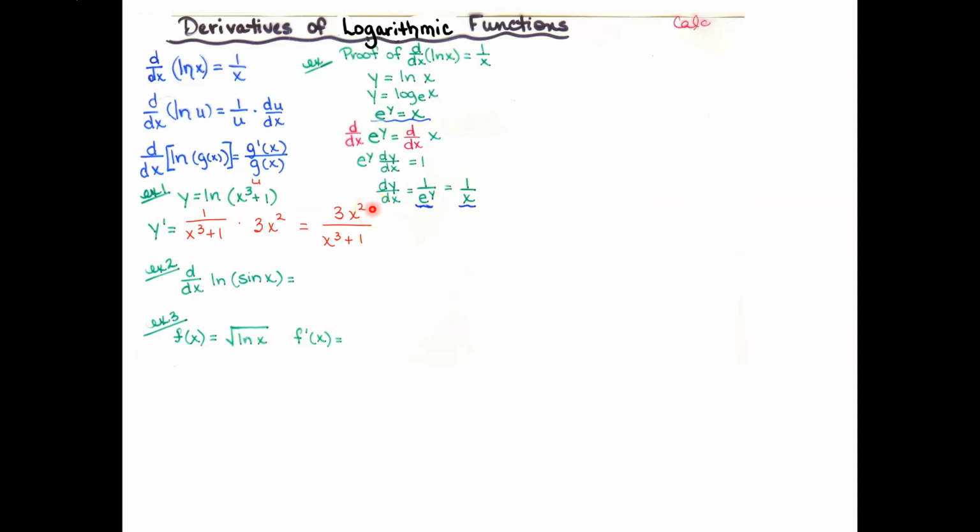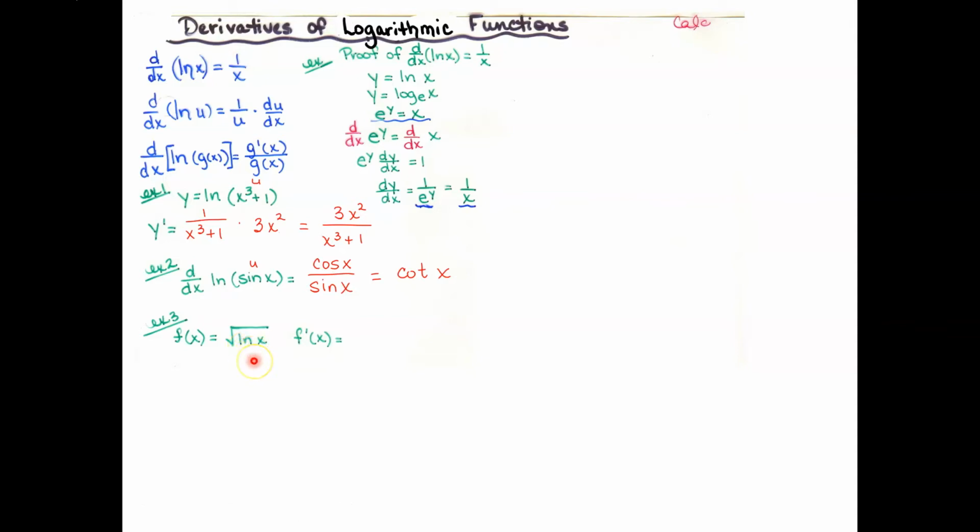All right, look at the next one. Derivative of ln sine x. So again, we could put the original in the bottom and its derivative, cosine, in the top. And so what is cosine over sine? It's cotangent.